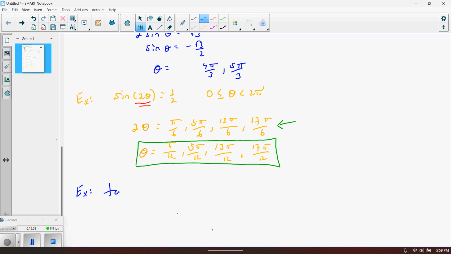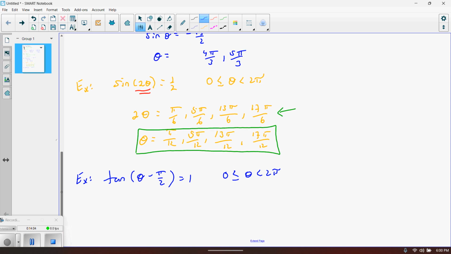So we want to solve the equation tangent of theta minus pi/2 equals 1. And again, we're going to restrict our domain for theta to be between 0 and 2 pi. Same principle as what we just did in the sine one, except that we got tangent values. So you need to ask yourself, where is tangent going to equal 1? And since it's a positive 1, tangent is going to equal positive 1 at pi/4 and third quadrant, which is 5 pi/4.